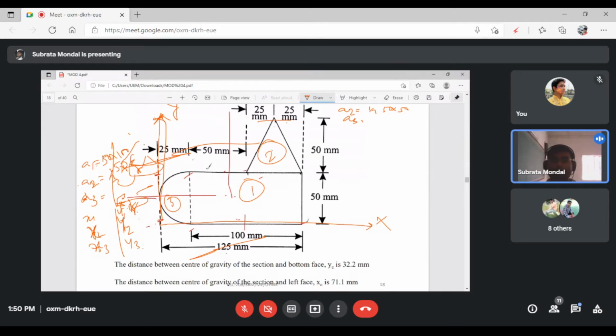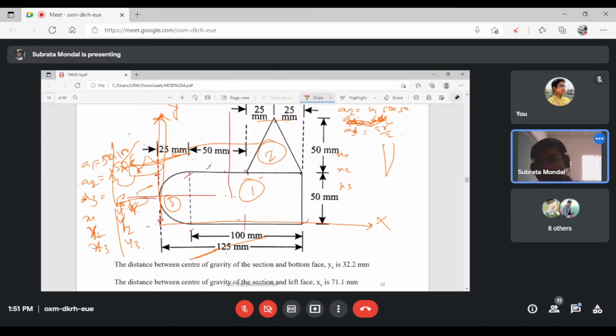Area 3, that is the most difficult part. Area 3 is 4r by 3 pi, right? What is r here? 25. So A3 will be pi r square by 2. Simple way, x1, x2 and x3, right?